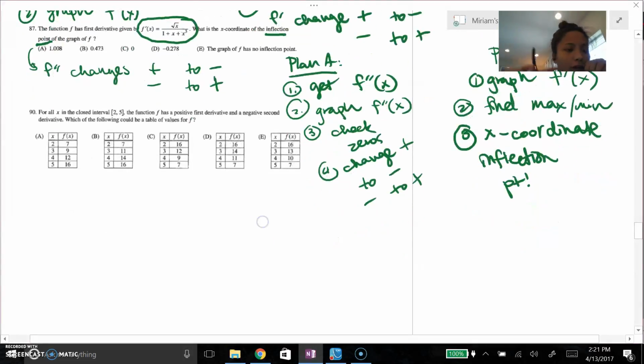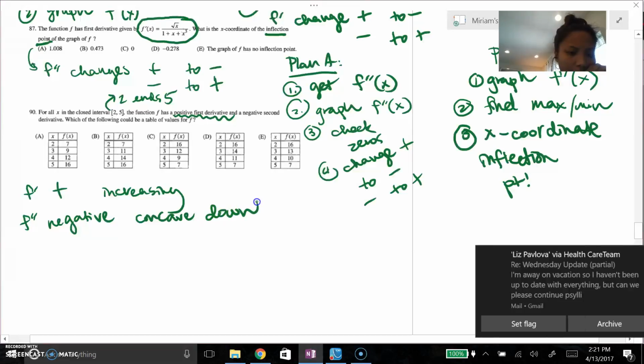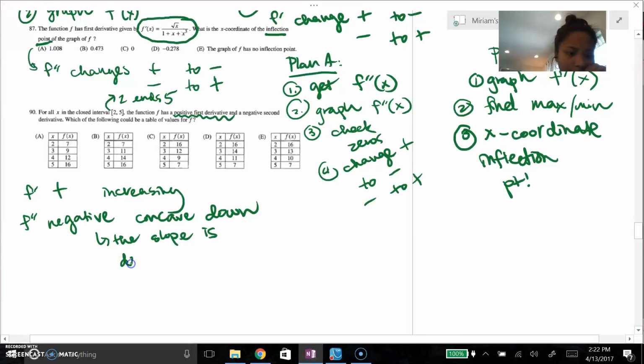Number 90. For all x in the closed interval 2 to 5, that means starts at 2, ends at 5. Okay. You have a positive first derivative. So if the first derivative is positive, that means I'm increasing, and the second derivative is negative. That means I'm concave down, or the slope is decreasing.